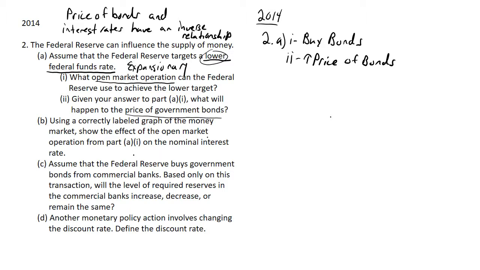Again, because I've asked you to memorize this basic relationship that the price of bonds and interest rates have an inverse relationship. Since interest rates are going down, the price of bonds must be going up.